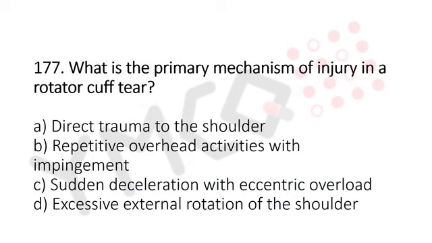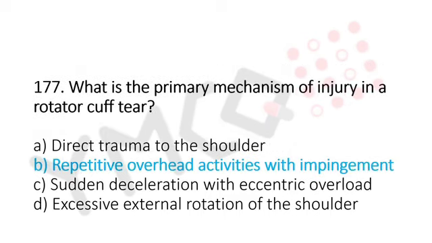What is the primary mechanism of injury in rotator cuff tear? Option A, direct trauma to the shoulder. Option B, repetitive overhead activity with impingement. Option C, sudden deceleration with eccentric overload. Option D, excessive external rotation of the shoulder. And the answer is option B, repetitive overhead activities with impingement. Now let's move to question number 178.